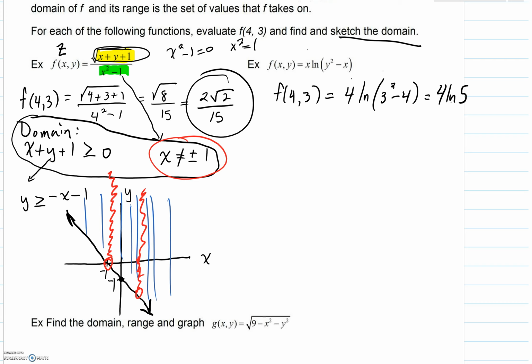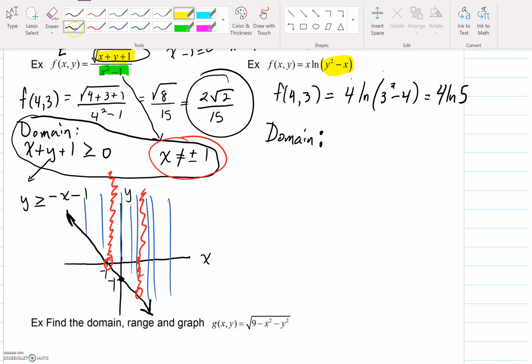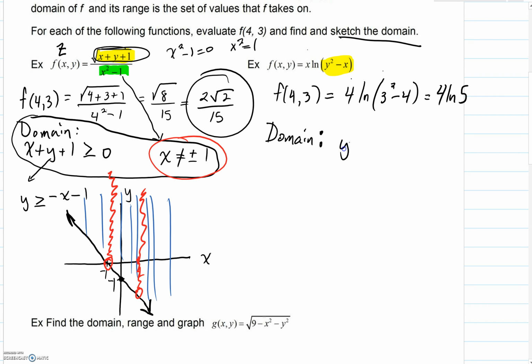How about our domain? You might remember, this is good basic algebra review. When we're dealing with natural logs, honestly, it's so much like the square root issue that we've been dealing with. The argument, what's inside, cannot be negative. In fact, it cannot be zero either. Our domain, plain and simple, is to say y squared minus x is greater than 0. And you can even add an x to both sides if you'd like. You could say here it is: y squared is greater than x.